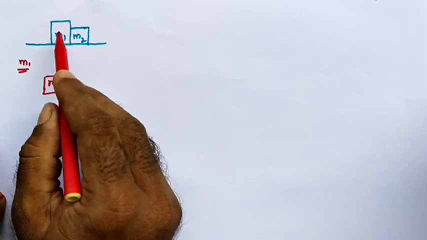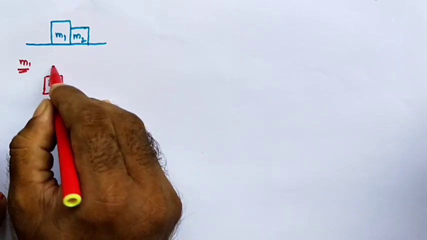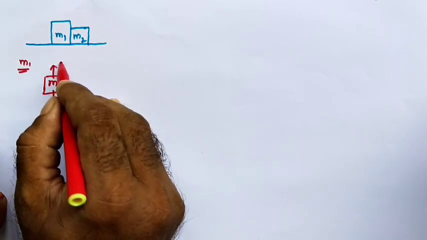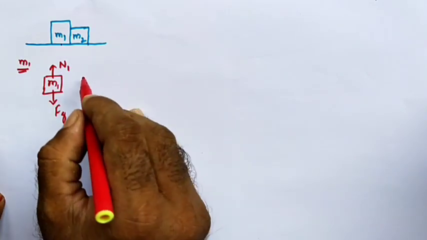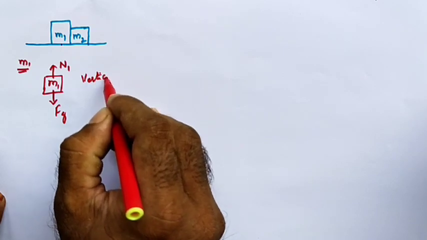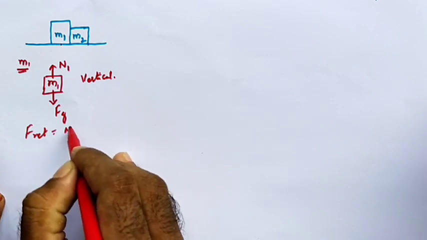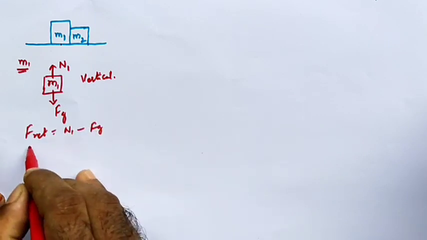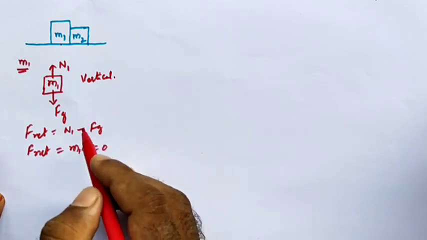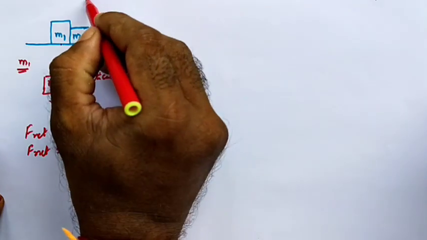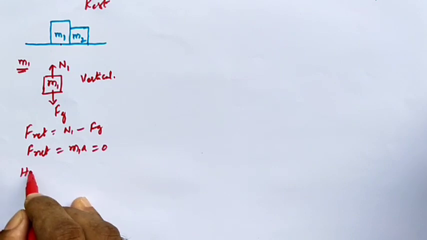How many forces are acting on the body vertically first? Vertically, one is the weight of the body acting downward. The second one is the upward force by the surface, that is the normal reaction. Let us take N1. Now F net is equal to N1 minus Fg. From Newton's second law, F net is equal to M1 into A, that is equal to 0, since there is no vertical motion. Both the blocks are at rest. Now horizontally.